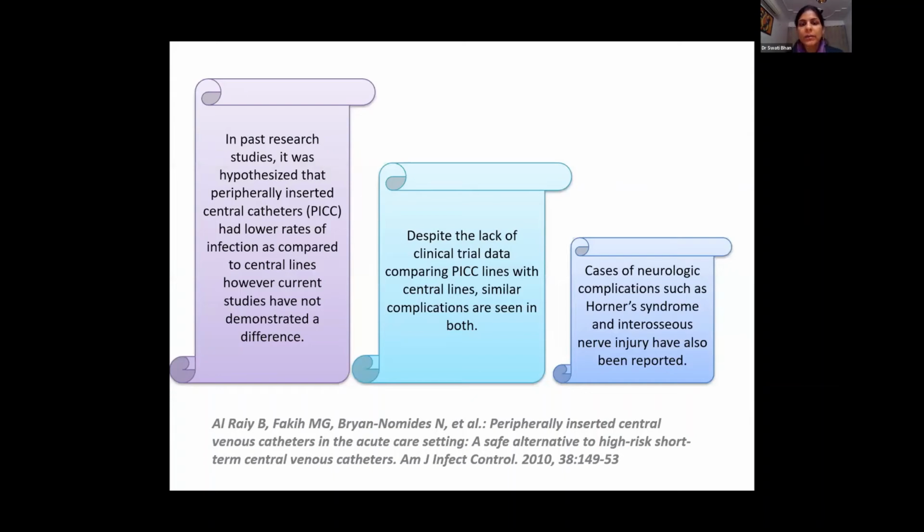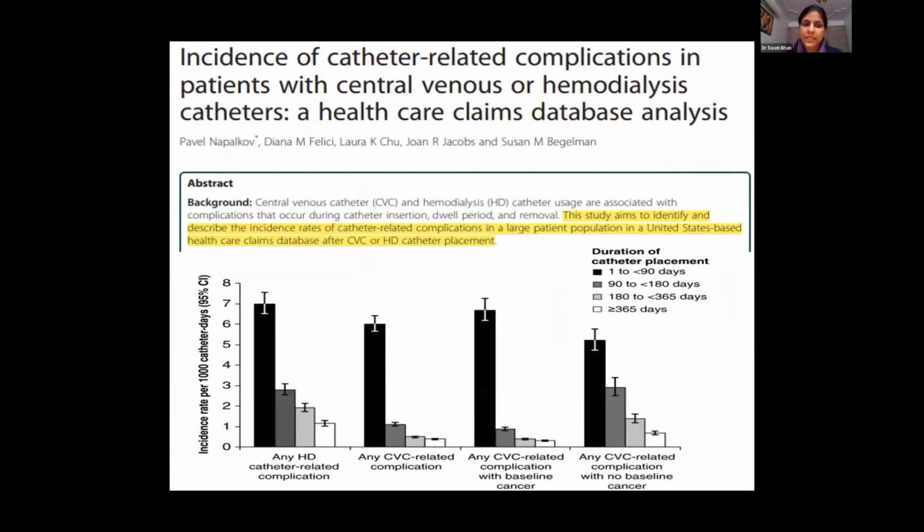So, now coming over to this study, where we see the incidence of central venous catheter-associated thrombosis and catheter infections. We can see that any complication is greatest in the first 90 days of catheter placement. Now, we see these two graphs. We can see that patients with baseline cancer have a higher rate of development of catheter complications in the first 90 days as compared to patients with no baseline cancer.